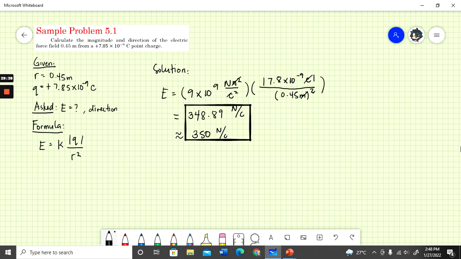So it's still quite easy. Let's try our next sample problem. I hope it's clear. If you guys have any questions about this, do not hesitate to message me.